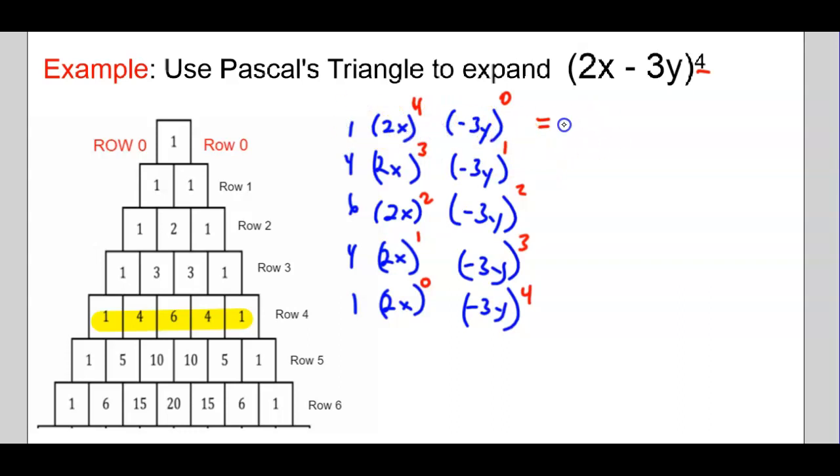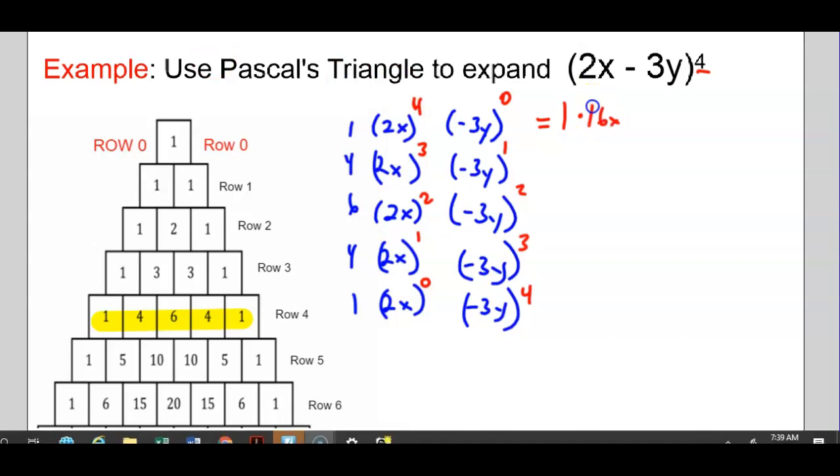So we have 1 times 2 to the fourth is going to be 16x to the fourth, and negative 3y to the 0. Remember, a number raised to the 0 power is 1. So that's 1.